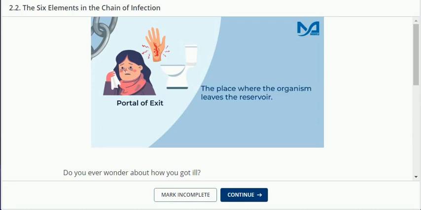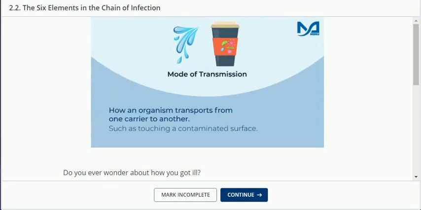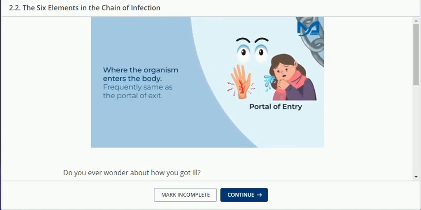The next element is the mode of transmission, which is how the infectious agent is transmitted from one person to another. It can be in form of droplets, direct or indirect contact, or through airborne transmission. The fifth element in the chain of infection is the port of entry, or the place where the infectious agent enters another person's body. This is similar to the port of exit, so it can be a mouth, nose, eyes, an open cut, etc. Finally, we have a susceptible host.